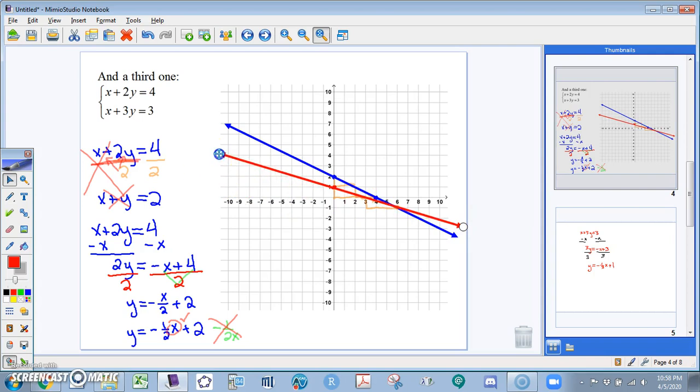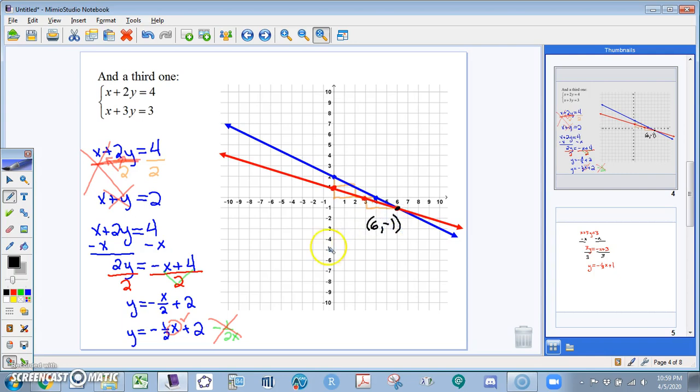Just a little bit more here. Alright, that's looking a lot better. It's going through those points that I had said. I said it should go here, and here, and here. And there we have it. Our point of intersection is right here, and the coordinates of that point are 6, negative 1.